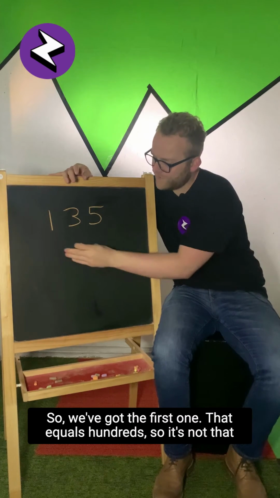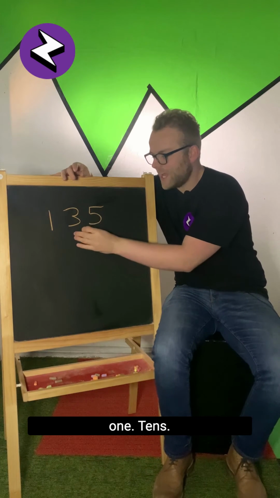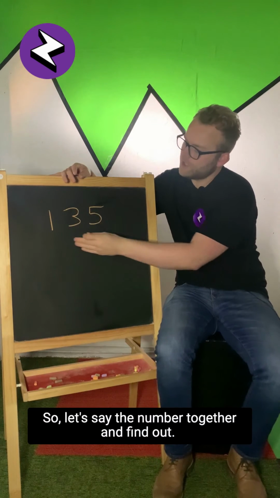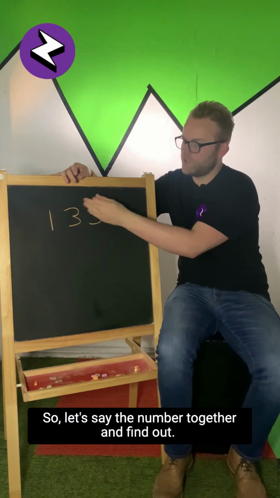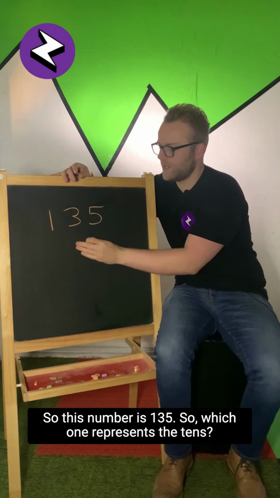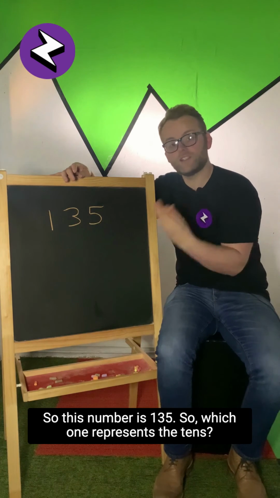Okay, so we've got the first one, that equals hundreds, so it's not that one. Tens, is it 3, or is it 5? So let's say the number first. So this number is 135. So which one represents the tens?